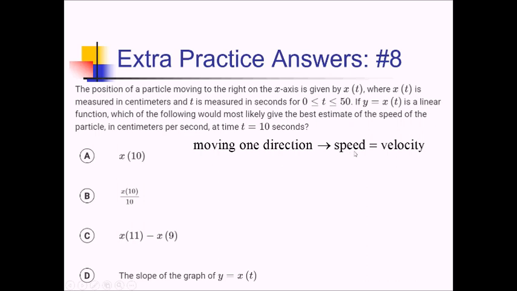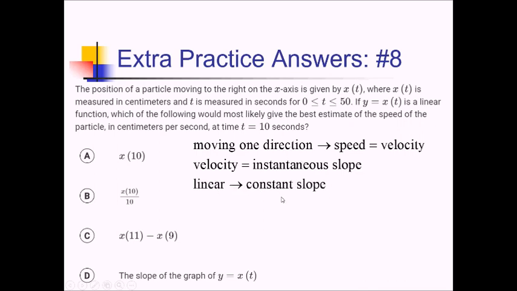Now, the velocity, that's going to be the instantaneous rate of change. So that's going to be the instantaneous slope of our function. And since our function is linear, it has a constant slope. So basically, if you just know the slope of the graph, that's going to tell you what your velocity is. So looking at our answer choices, it looks like D, the slope of the graph of y equals x of t, they've got that. That's going to give us the best indication of what the velocity and the speed are. So I'm going with choice D.